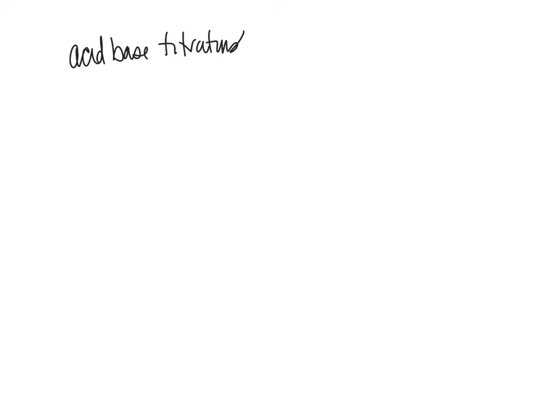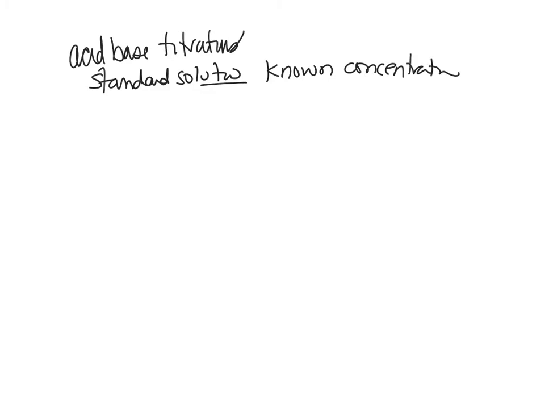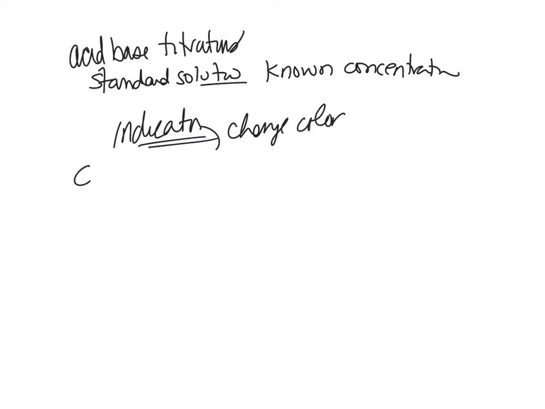and it's usually with a standard solution. That standard solution is a known concentration of either acid or base. Then you do the reaction, and usually you have an indicator in there. An indicator will change colors when it reaches the equivalence point.